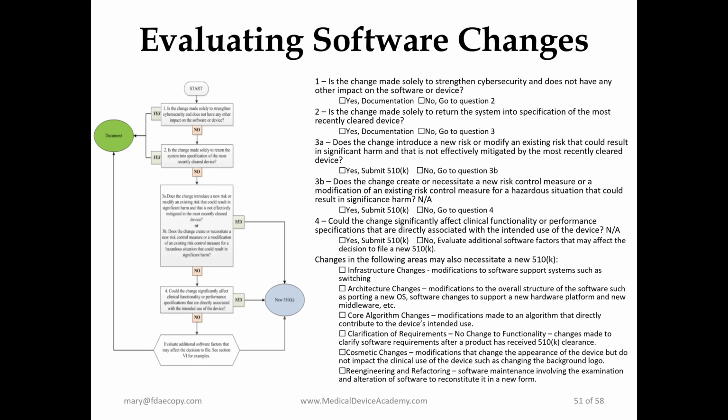But these are the, so for example, the first one, if it's only for cybersecurity, then you just need to document it. If it's not only related to cybersecurity, then you need to go through the rest and determine if it is a change that would require a new 510K. So this is straight out of their guidance document, but this would go along with your letter to file process for design changes as well. This is just the software element of that. Next slide, please.